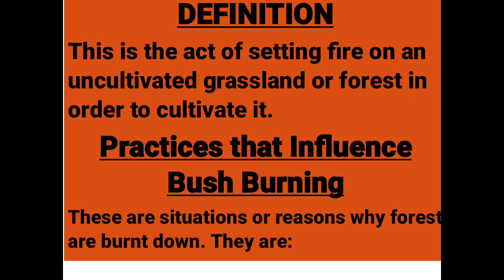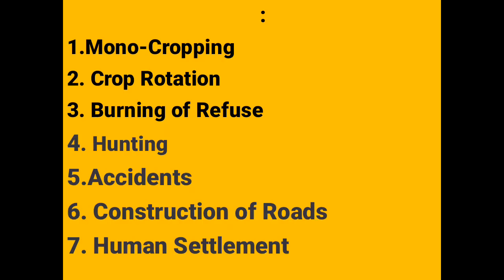Practices that influence bush burning. These are the situations or reasons why bushes are being burnt down. They are 1. Monocropping. Monocropping simply means a method of farming which involves planting only one crop on a piece of land. This crop is eventually harvested when it matures and the farmland is cleared and burnt so that another crop can be planted on that land. So this causes bush burning.